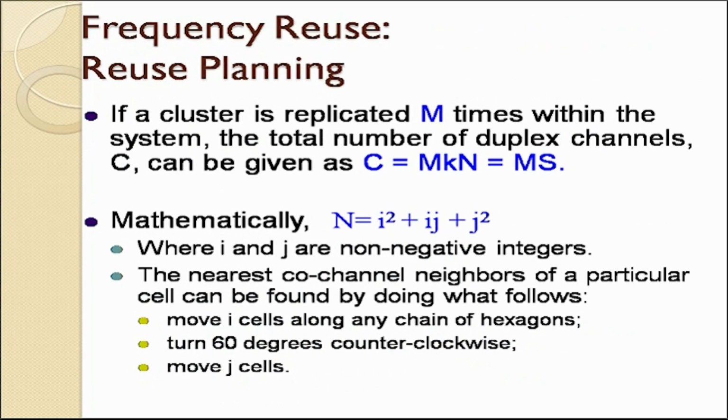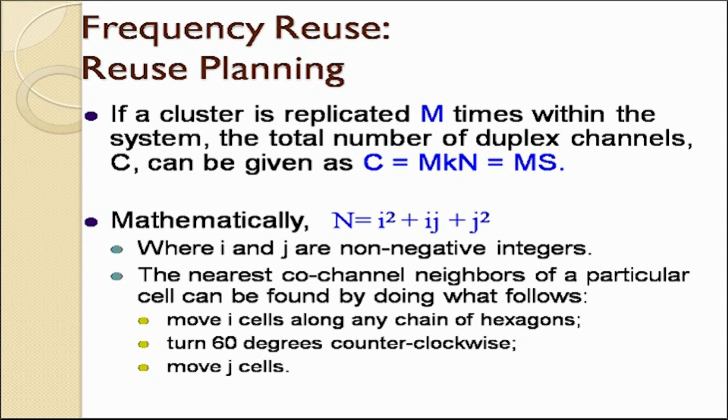Reuse planning. Here, if the cluster is replicated M times within the system, then how do we calculate the total number of duplex channels C? C can be given as C equal to M times k times N. We already know that kN is S, the total number of duplex channels. So that's why C equals M times S.